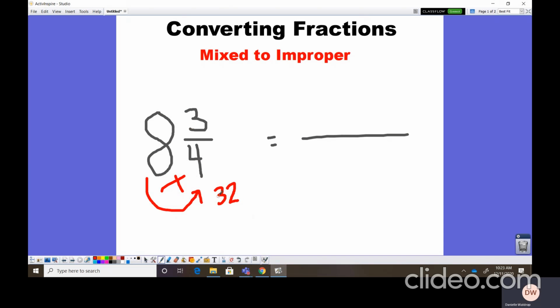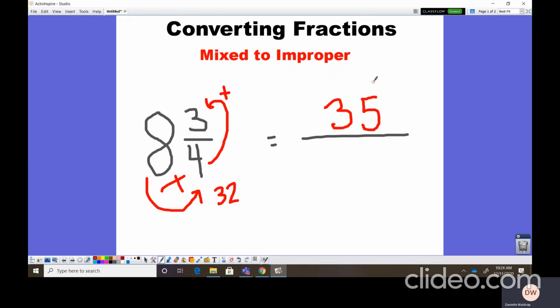We're not done yet. What's the next step? You add the numerator. You add the 3. So we go from our 32, we're going to come up here and we're going to add this time. So we multiplied first and we got 32. What is 32 plus 3? Good. 32 plus 3 is 35.